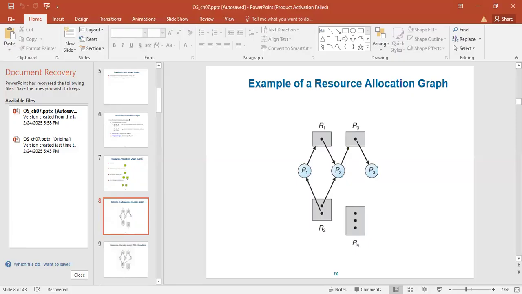This is an example of a resource allocation graph. This is R1, a resource with one instance, and R3, a resource with one instance. P1, P2, and P3 are represented in circles. R2 and R4 have two instances and three instances respectively, but R4 is not assigned to any process.